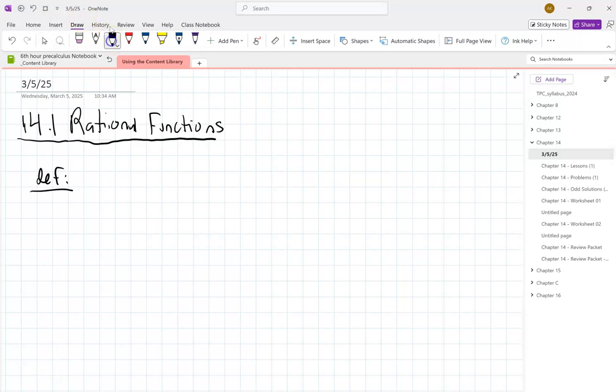Rational functions. My suspicion is most of you wouldn't have gotten to this in your Algebra 2 class, so we'll try to be pretty careful and go kind of slow through this, but that's the plan for today. We want to start by defining what we mean by a rational function.